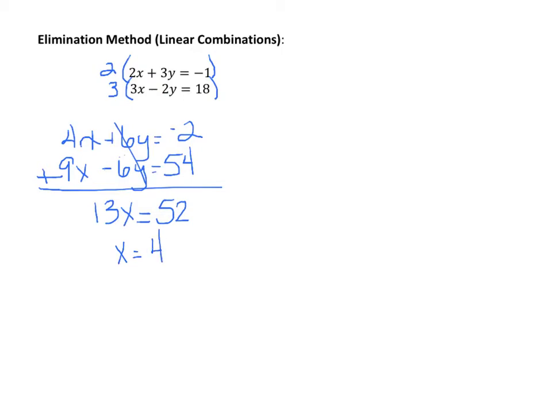Now again, I'm not finished. This 4 has to go back into one of those equations. The great thing is it really doesn't matter. Pick the equation you like the best and solve for y. So why not? I will put this into the first equation. So I have 2 times 4 plus 3y is equal to negative 1.